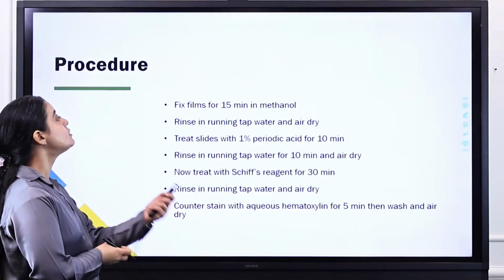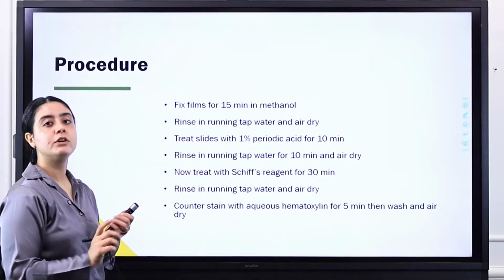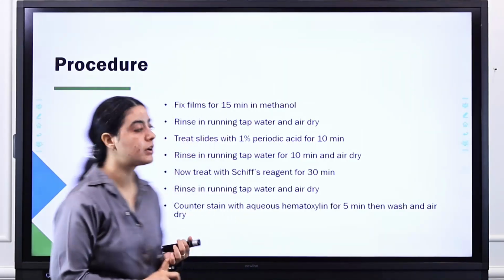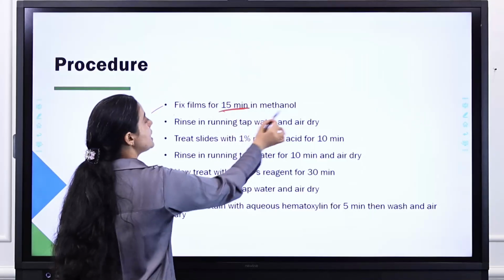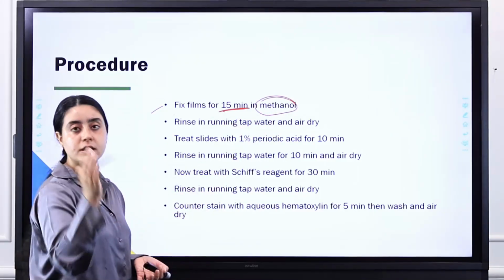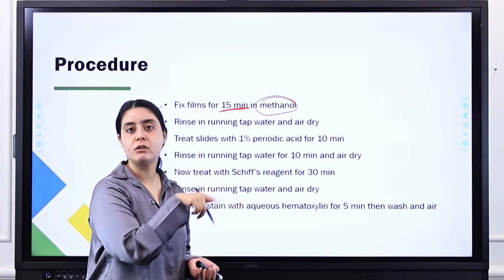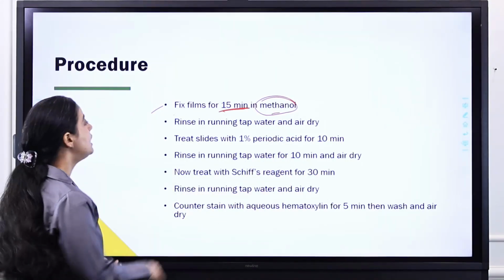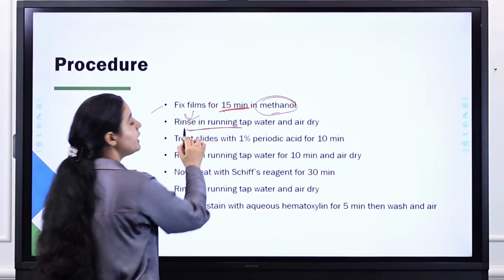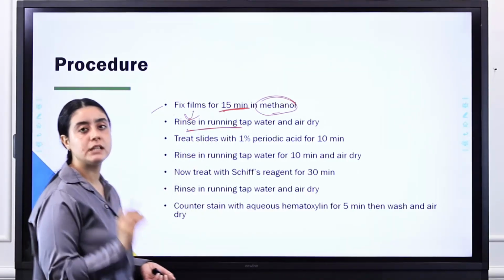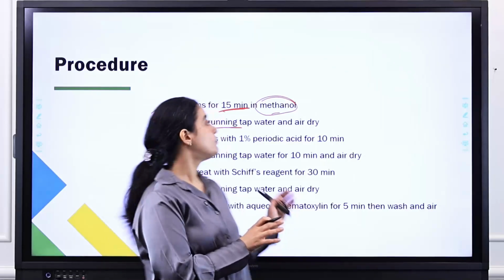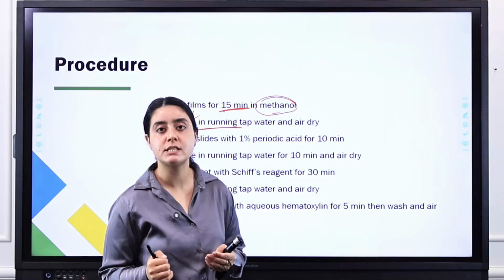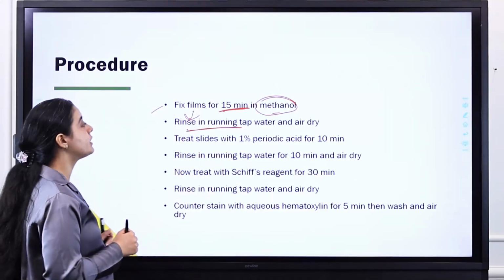What is the procedure? As I've told you, in every staining, in every procedure, first you have to fix your slides. So fix films for 15 minutes in methanol, as we have certain fixatives, as I've told you in the first part also: formaldehyde, ethanol, methanol. Here we can use methanol for 15 minutes. Then we rinse our slide. After every step we have to rinse our slide to remove the excess component. Suppose we have done fixation, so we have to remove the excess methanol from our slides by rinsing in running tap water.